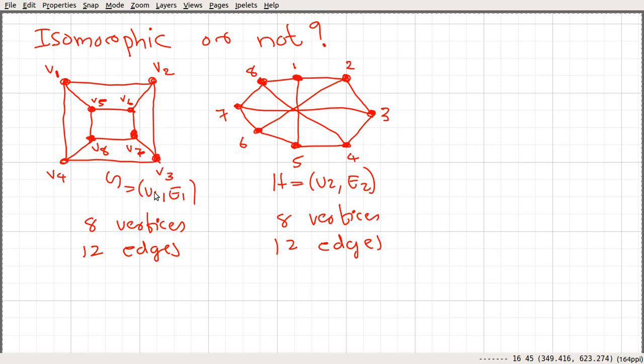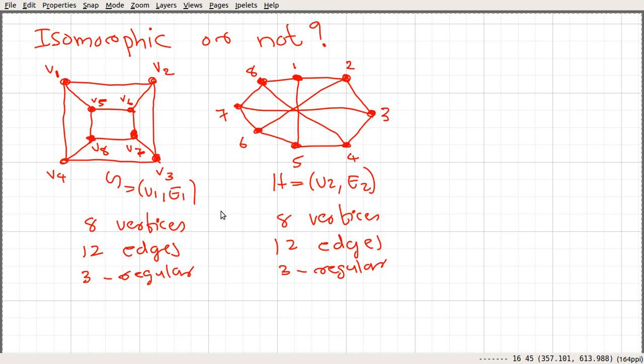And if you look into this particular graph, you can see that it is a 3-regular graph. All the vertices have degree 3. Similarly, if you look into this graph, all the vertices have degree 3. So this is a 3-regular graph, and this is also a 3-regular graph. So at this point you might be tempted to say that G and H are isomorphic.